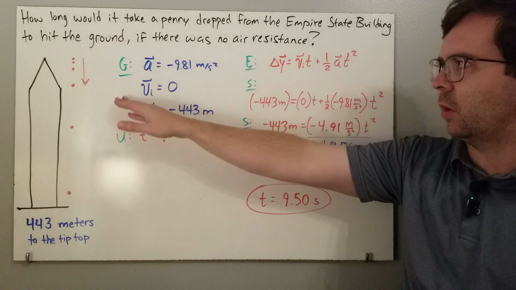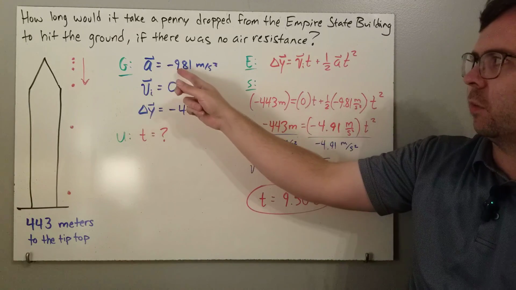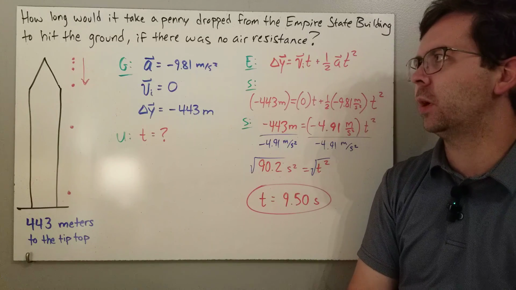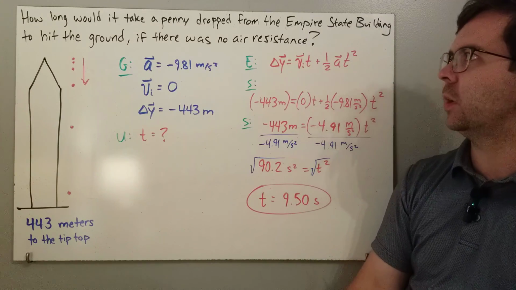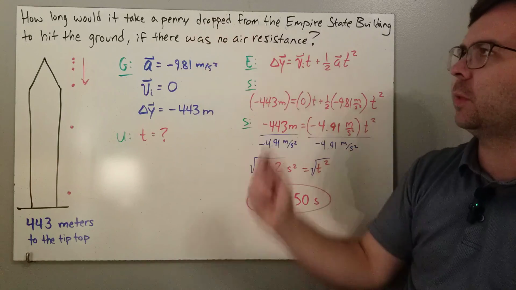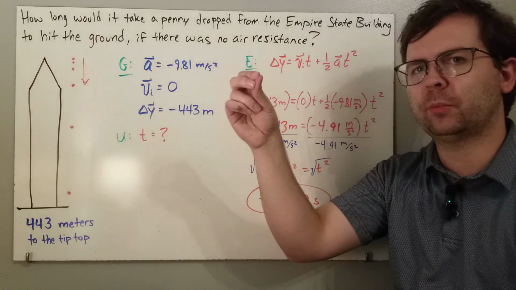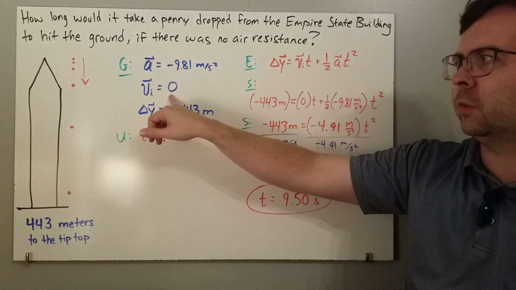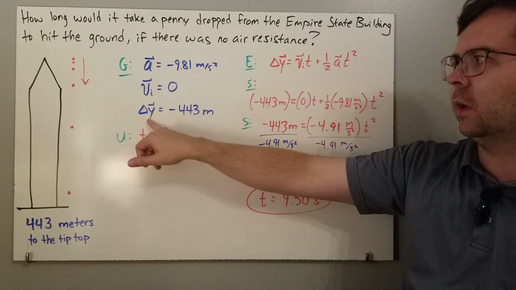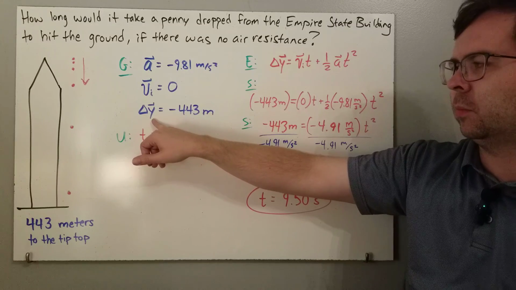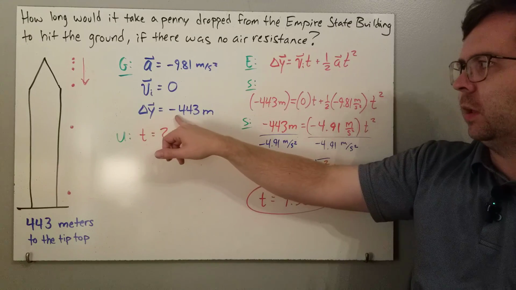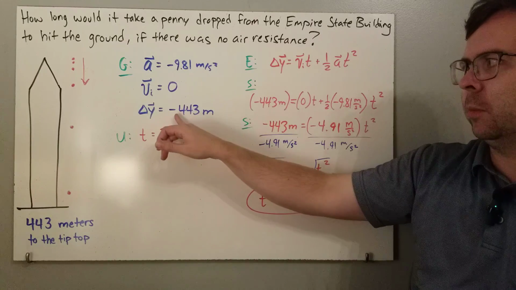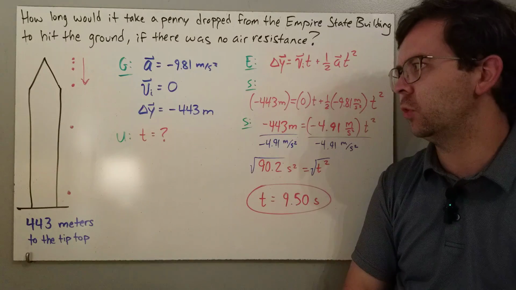We're going to list our other given information. We know the acceleration of the penny is going to be negative 9.81 meters per second squared. Another key piece of info here is that the penny is dropped from the Empire State Building, and when you drop something, it starts out at rest. And so the initial speed is 0. We said before the change in the position of the penny is it's moving down 443 meters. Important to include that downward motion here.